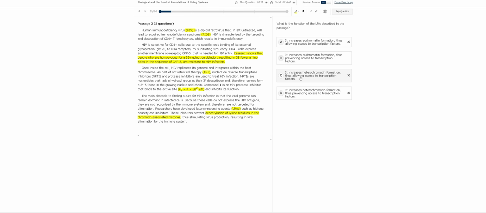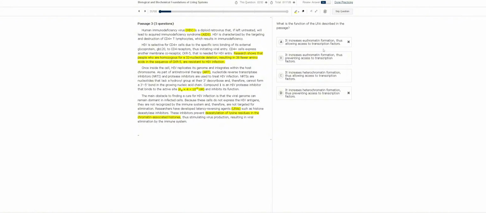Now if we look at C, this says increases heterochromatin formation, thus allowing access to transcription factors. Remember, heterochromatin is closed and condensed, and decreases transcription. So this definition doesn't match at all, and it's wrong regardless of whether you read the passage. Right away we're down to 50-50. If I'm taking the test and haven't even read this part yet, I already have two answers eliminated. So now we're stuck between A and D.